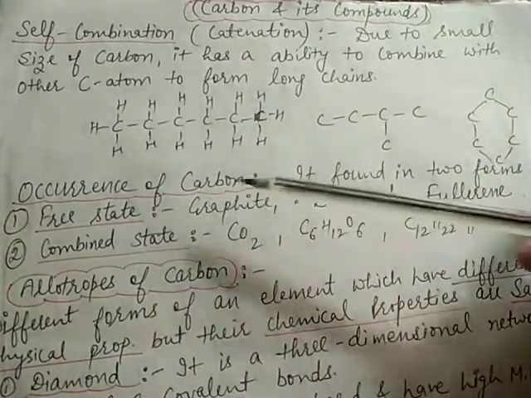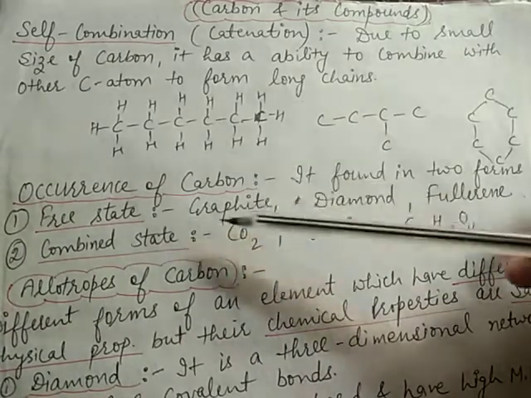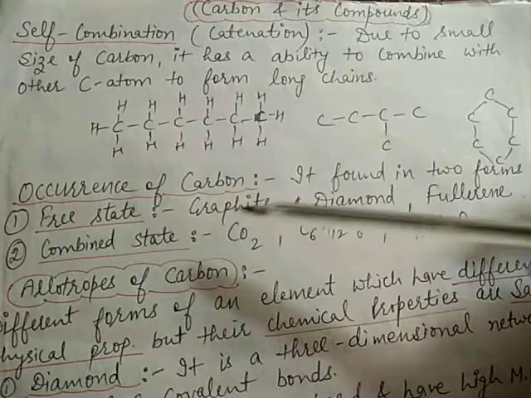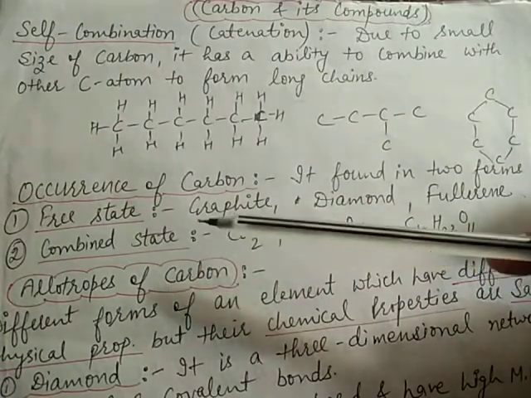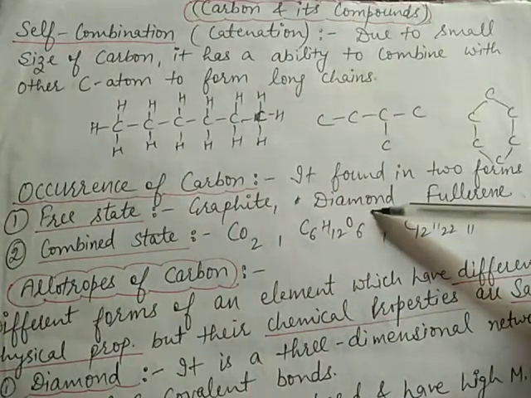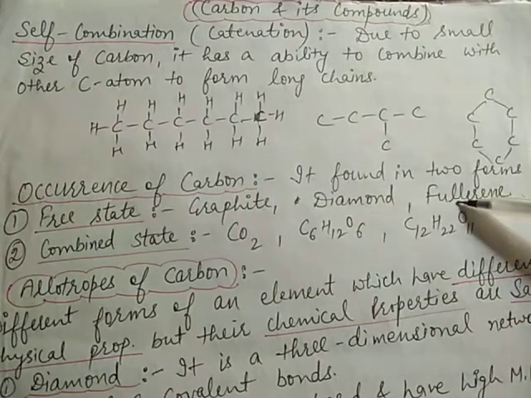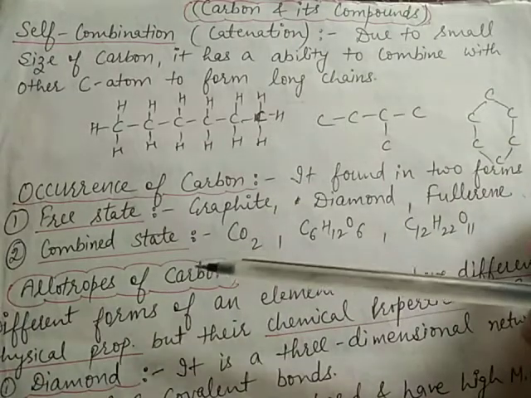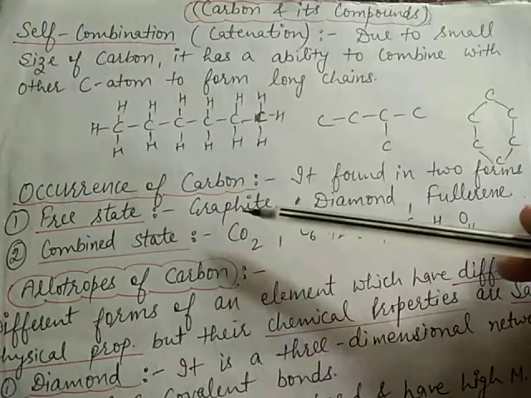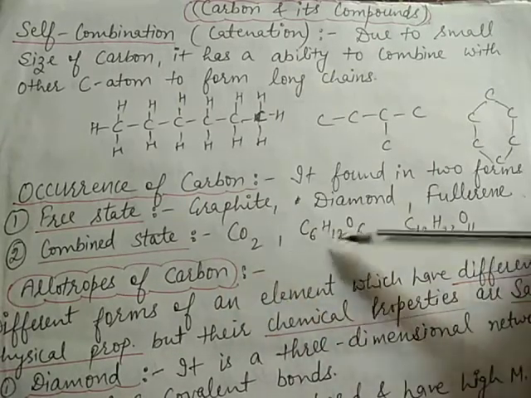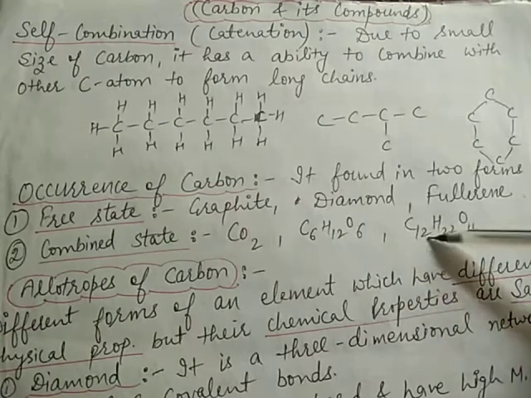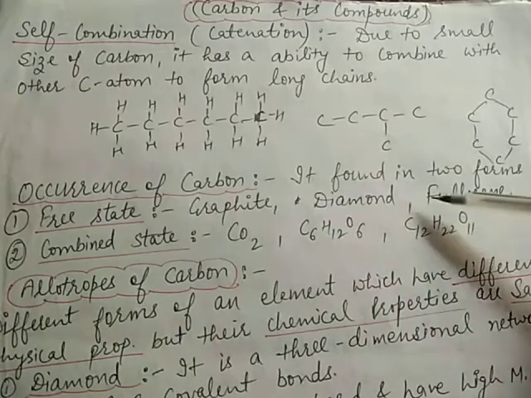Now next is occurrence of carbon. Carbon is found in two forms, free state or combined state. In free state it is found in the form of graphite, diamond, fullerene. In combined state it is combined with oxygen and hydrogen mostly. CO2, C6H12O6 glucose, C12H22O11 sucrose.